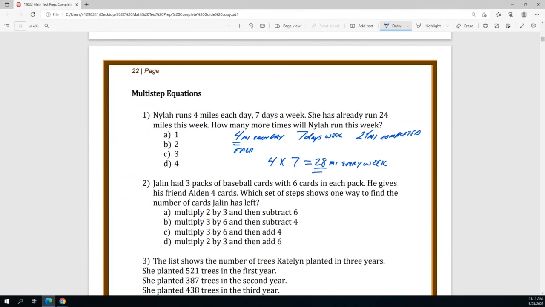Now look, if she runs 28 miles every week and she's already done 24, the question is, how many more miles does she need to run to get to that 28 miles? So most students will say, well, if she has to go 28 miles and she's already done 24, that means it's subtraction. I'm going to take the 28 that she normally does. That's her total miles that she needs to do. She's already done 24. Those are completed. So it tells me that she has 4 remaining.